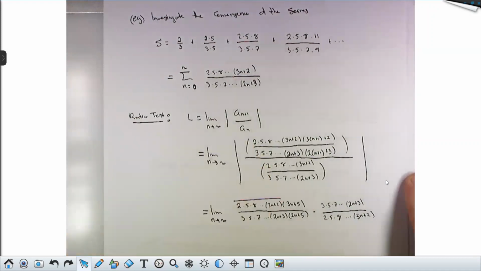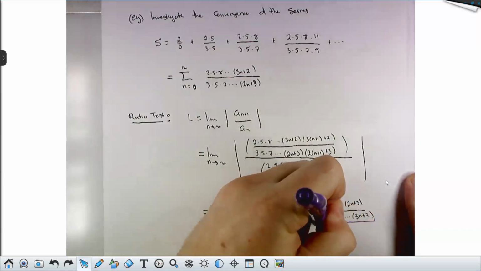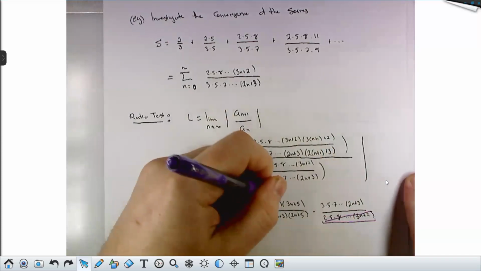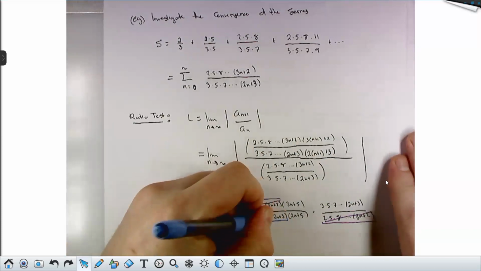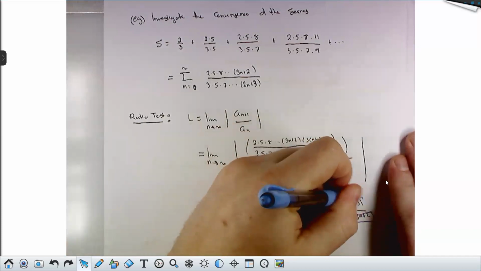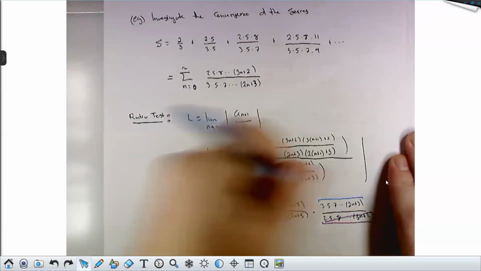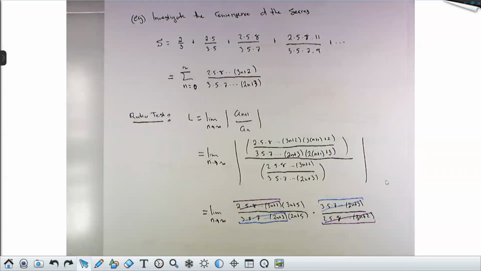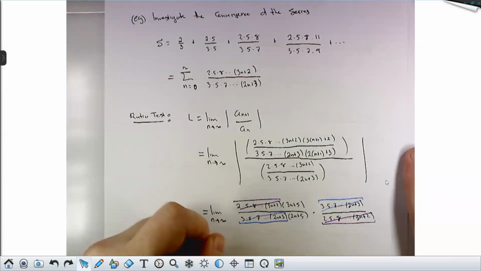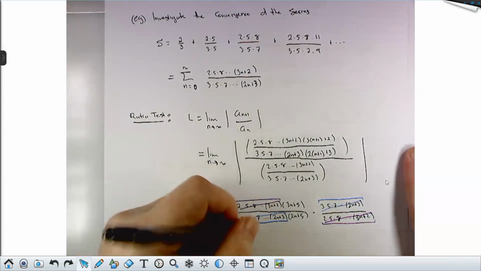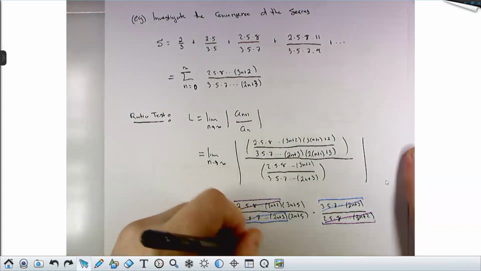This whole piece, 2 times 5 times 8 up to 3n plus 2, cancels with this whole piece. And this whole piece cancels with this whole piece. So this whole mess comes down to the limit as n goes to infinity of 3n plus 5 over 2n plus 5.